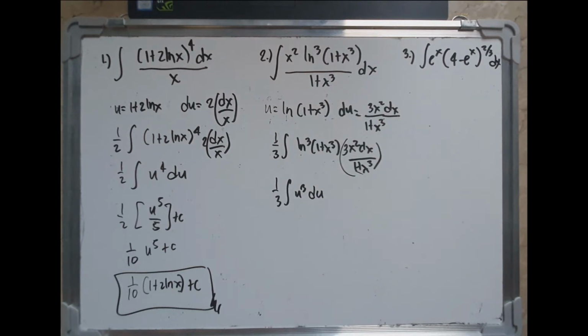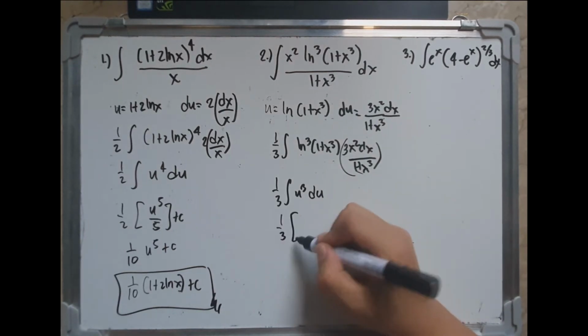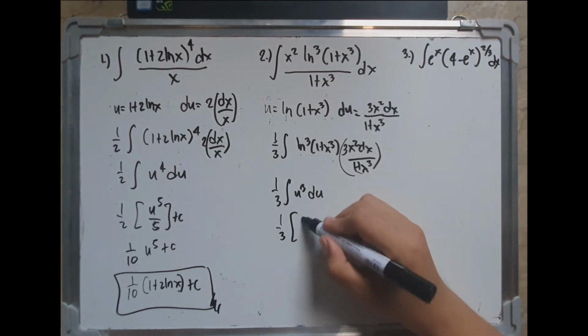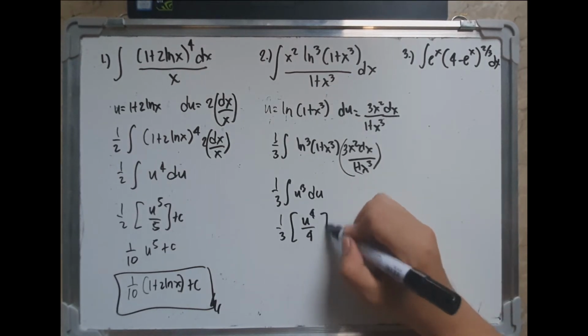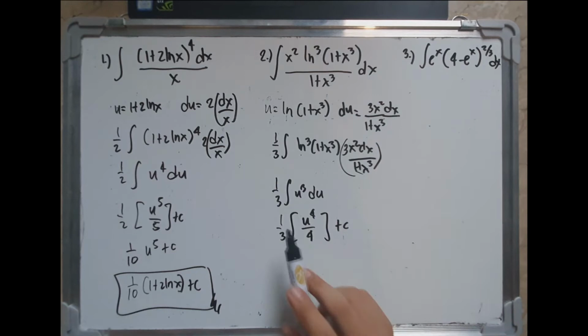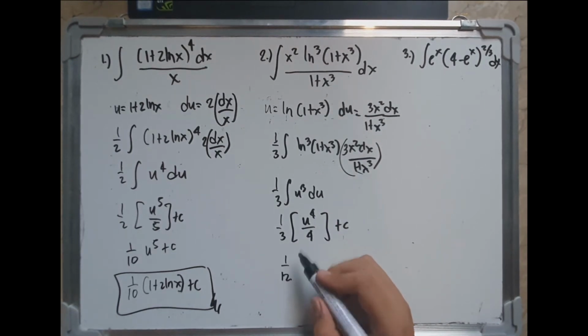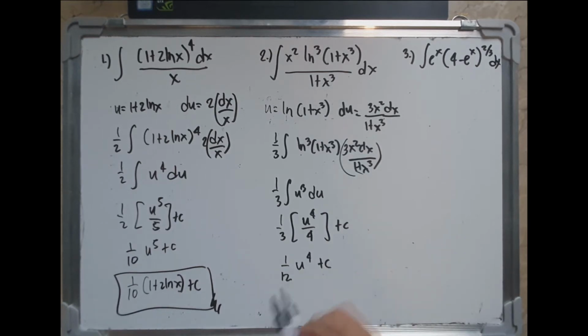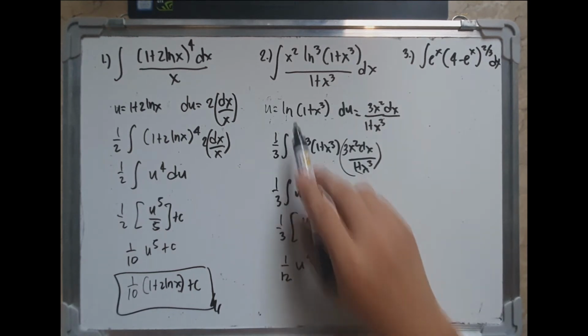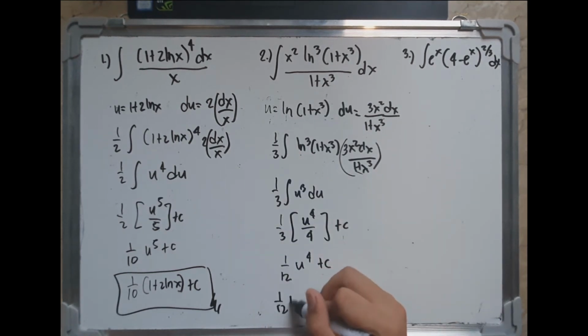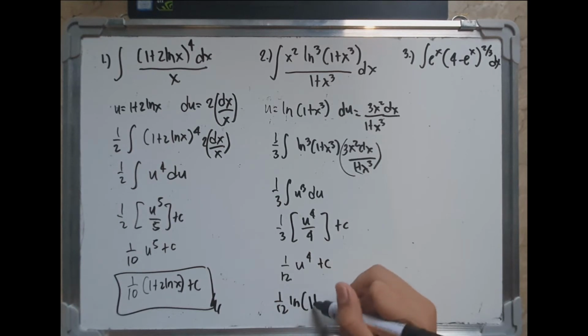Now let's solve. 1/3 u raised to the power of 3, that is u raised to the power of 4 all over 4 plus c. 1/3 times 1/4, we have 1 over 12 u raised to the power of 4 plus c. Let's bring back what is the value of u. So now 1 half ln of 1 plus x cubed plus c.